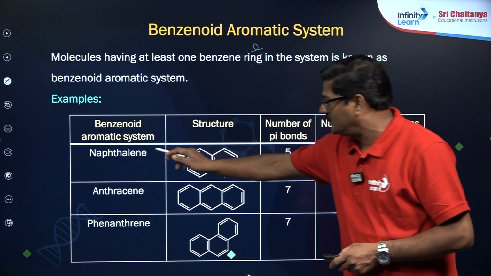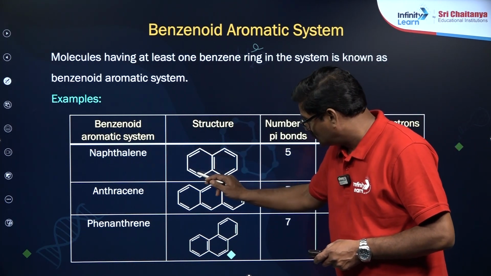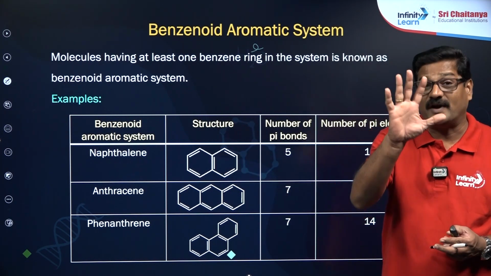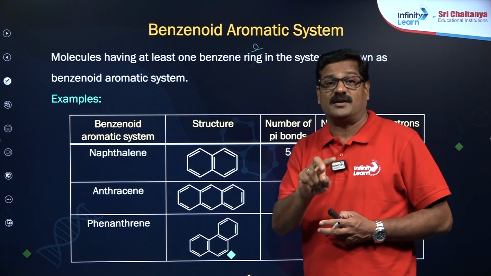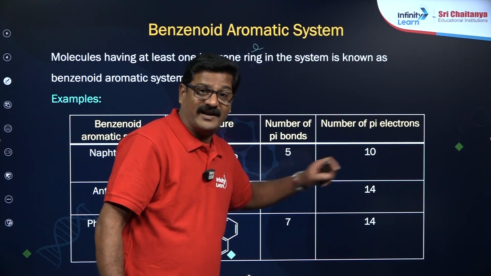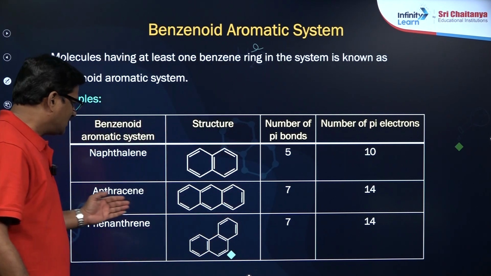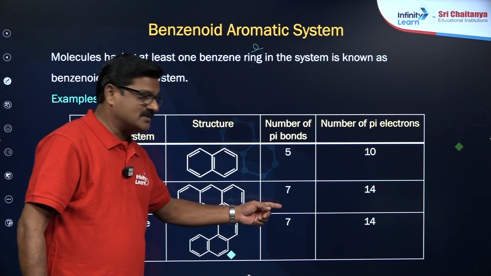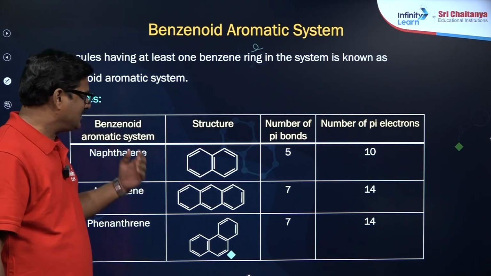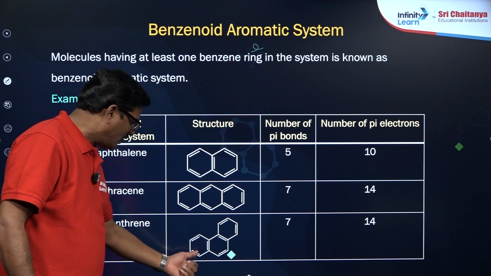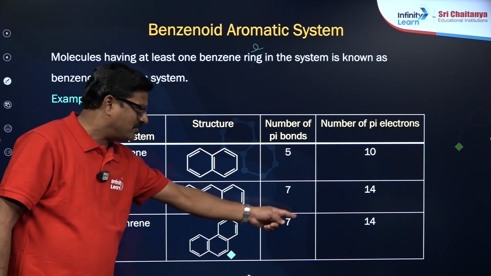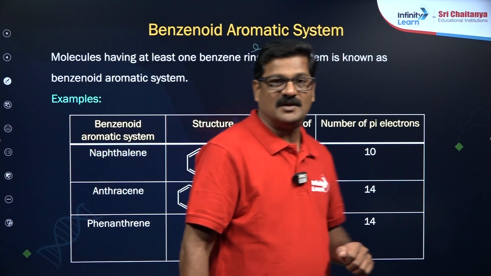In naphthalene you can see 1, 2, 3, 4, 5 pi bonds. Each bond contains 2 electrons. Therefore, the number of pi electrons is 10. And anthracene has 7 pi bonds, 14 pi electrons. And phenanthrene, again 7 pi bonds, 1, 2, 3, 4, 5, 6, 7 pi bonds, 14 electrons.